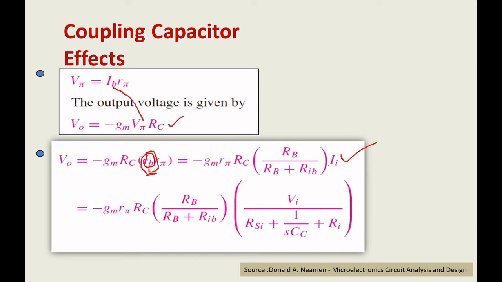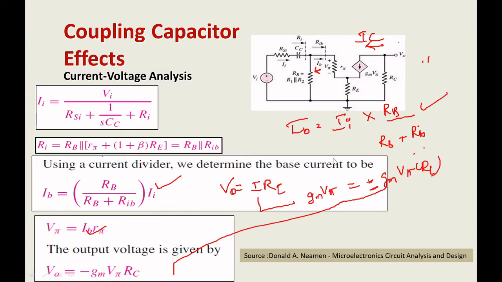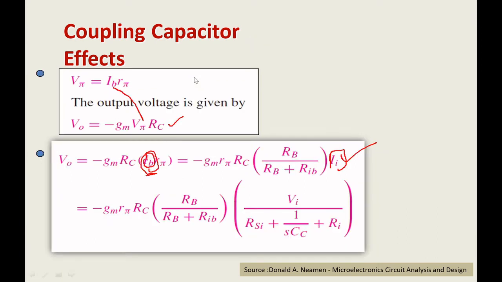I hope it is clear. Now I am substituting the IA equation also. In the previous slide you can see the IA equation, so this is your IA equation. If you substitute, you will get this part: VA divided by RSI plus 1 divided by SCC plus RI. I hope it is clear.